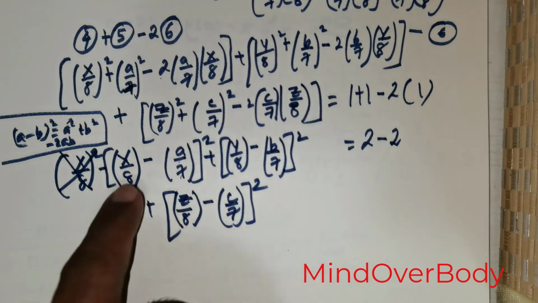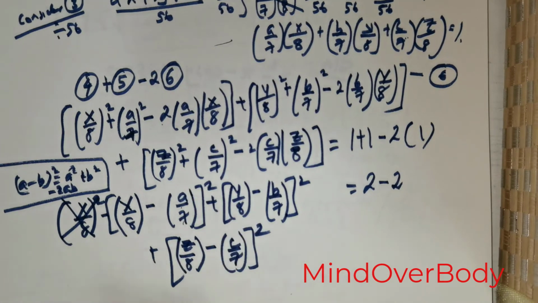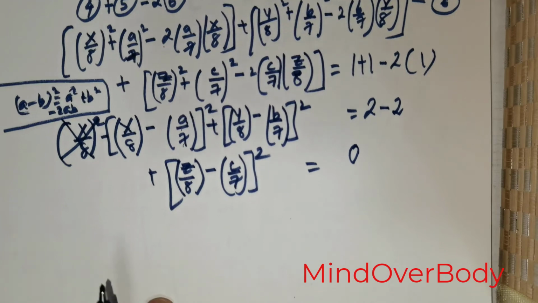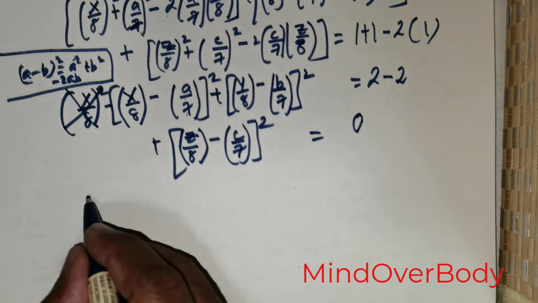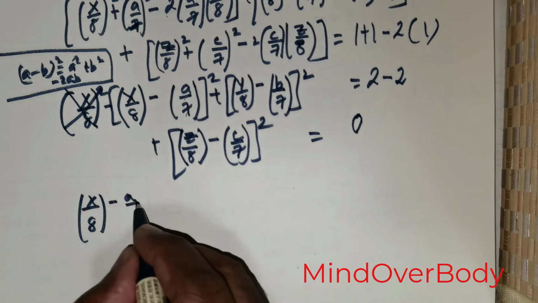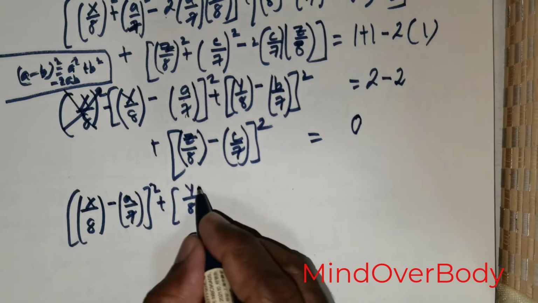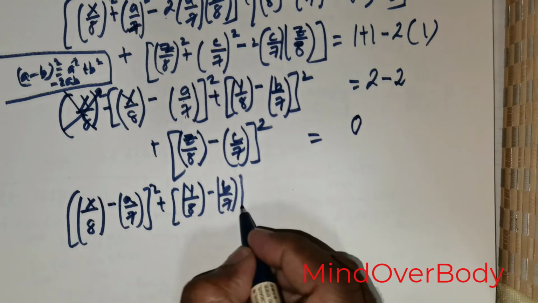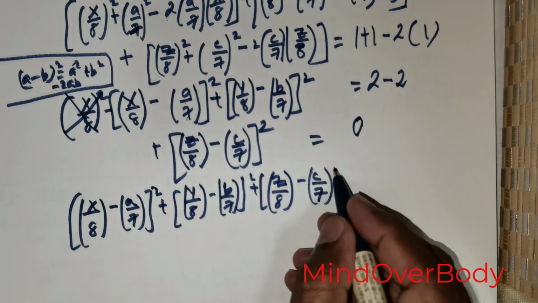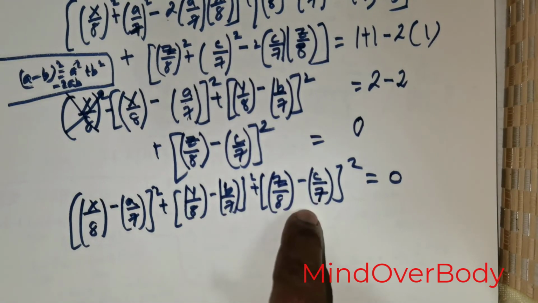So apparently we are in a position to rewrite this whole expression in a perfect square fashion. Now coming to the right hand side, 2 minus 2 is equal to 0. So now let me rewrite this again. What have I got? I've got (x/8 negative a/7) squared, followed by (y/8 negative b/7) raised to the power of 2, followed by (z/8 negative c/7) raised to the power of 2 is equal to 0. Now this square plus this square plus this square gives me 0.